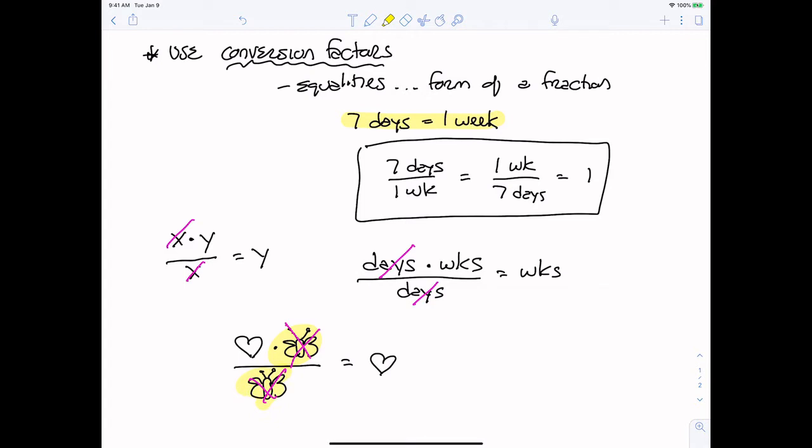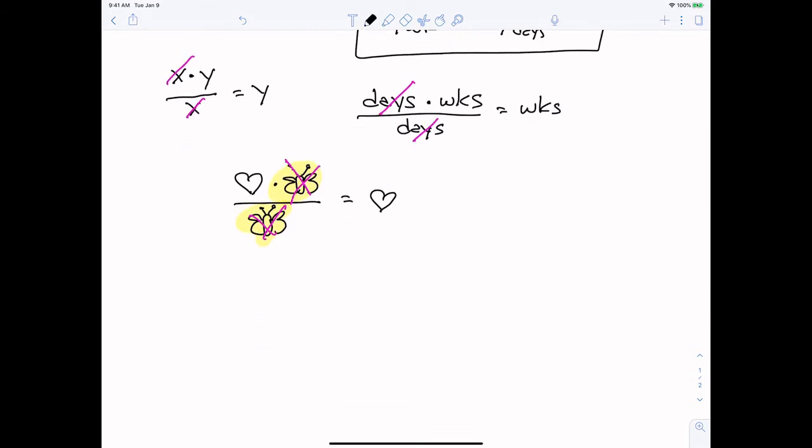So the easiest way, I think, is to just jump right into a problem. Our first example, we're going to convert 7.42 millimeters to meters.